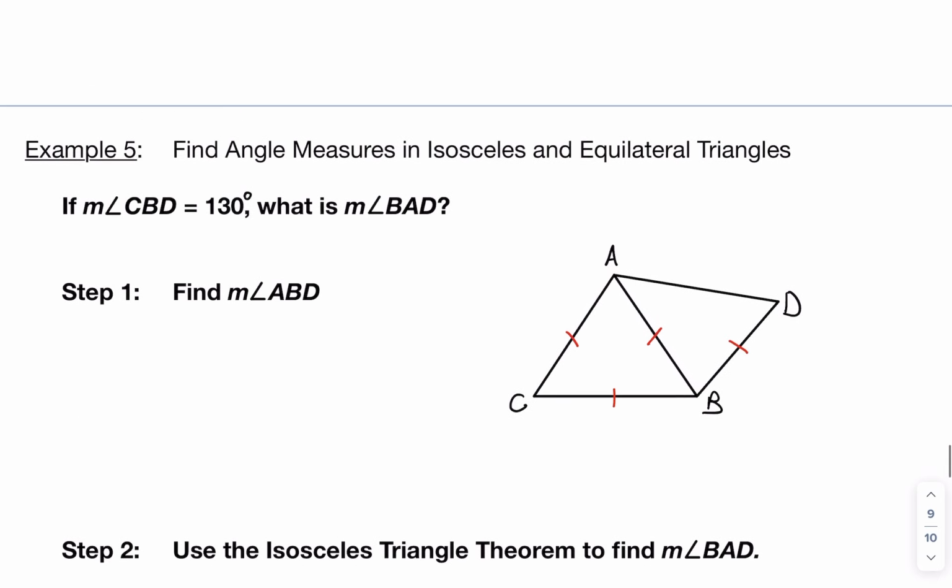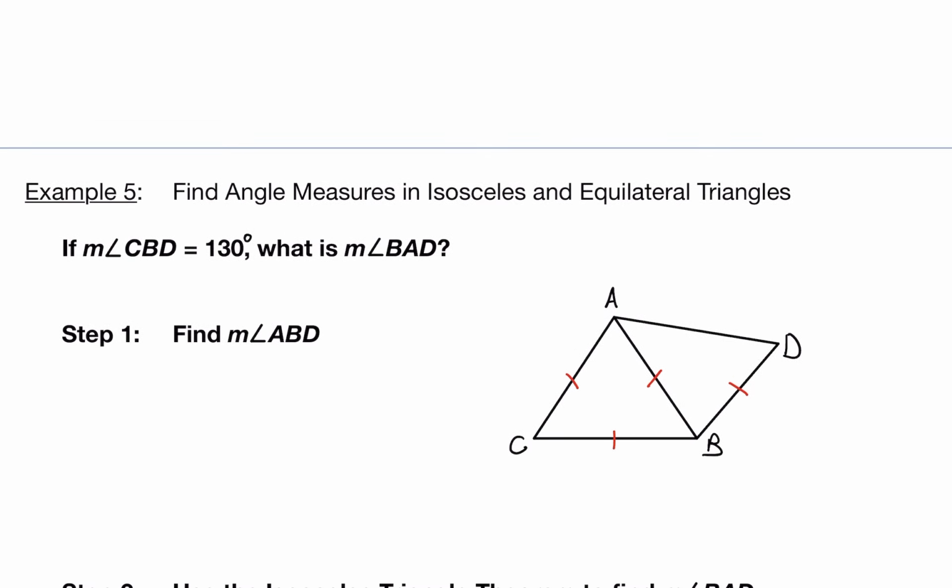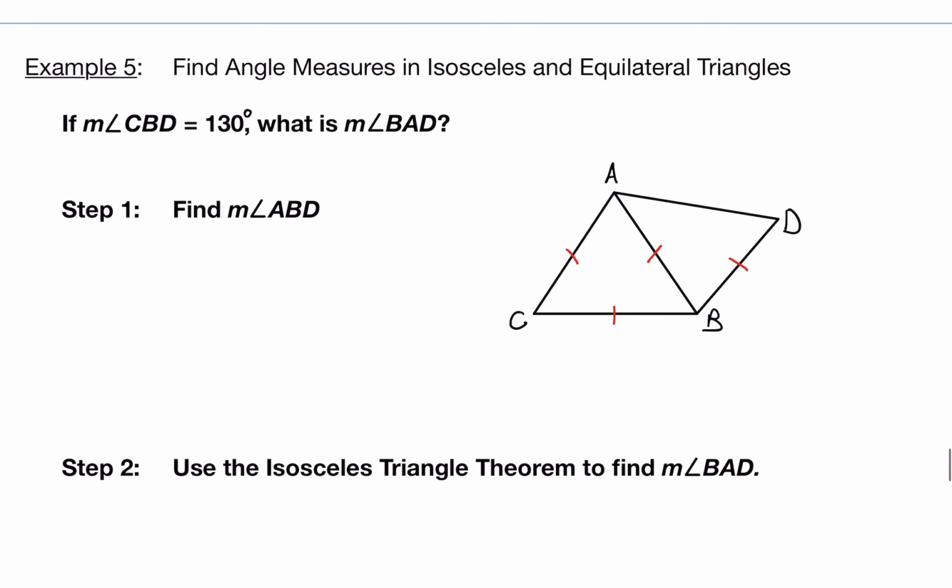So that's one of the unique natures of an equilateral triangle. Let's go ahead and apply this to the last example in here. In here, we are to find the angle measures in an isosceles and equilateral triangle. We're told that if the measure of angle CBD, so this entire angle here, is 130 degrees, then what is the measure of angle BAD? Step one is to find the measure of angle ABD.